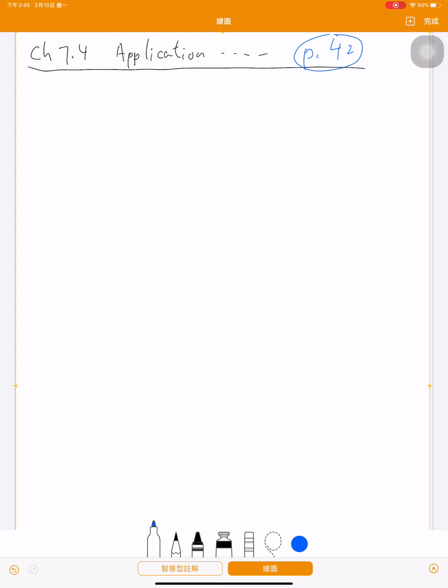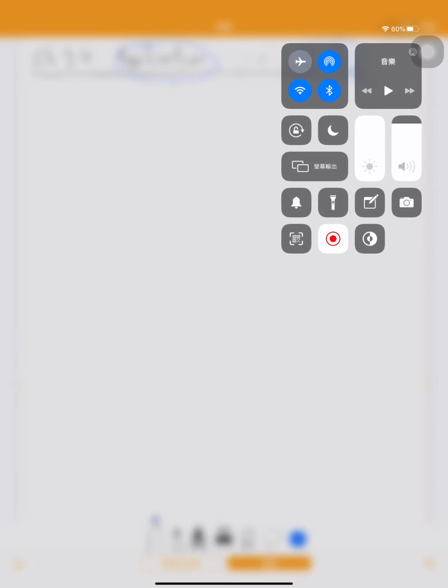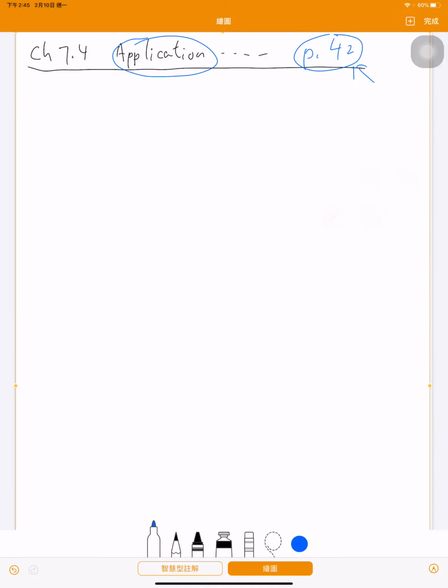Okay, I will talk about chapter 7.4, the last session. And you may see the last session is usually about the application, right? Application. That is the work problems or the daily life problems. And you may see the step by step on page 42. Page 42. I'm going to show you together.